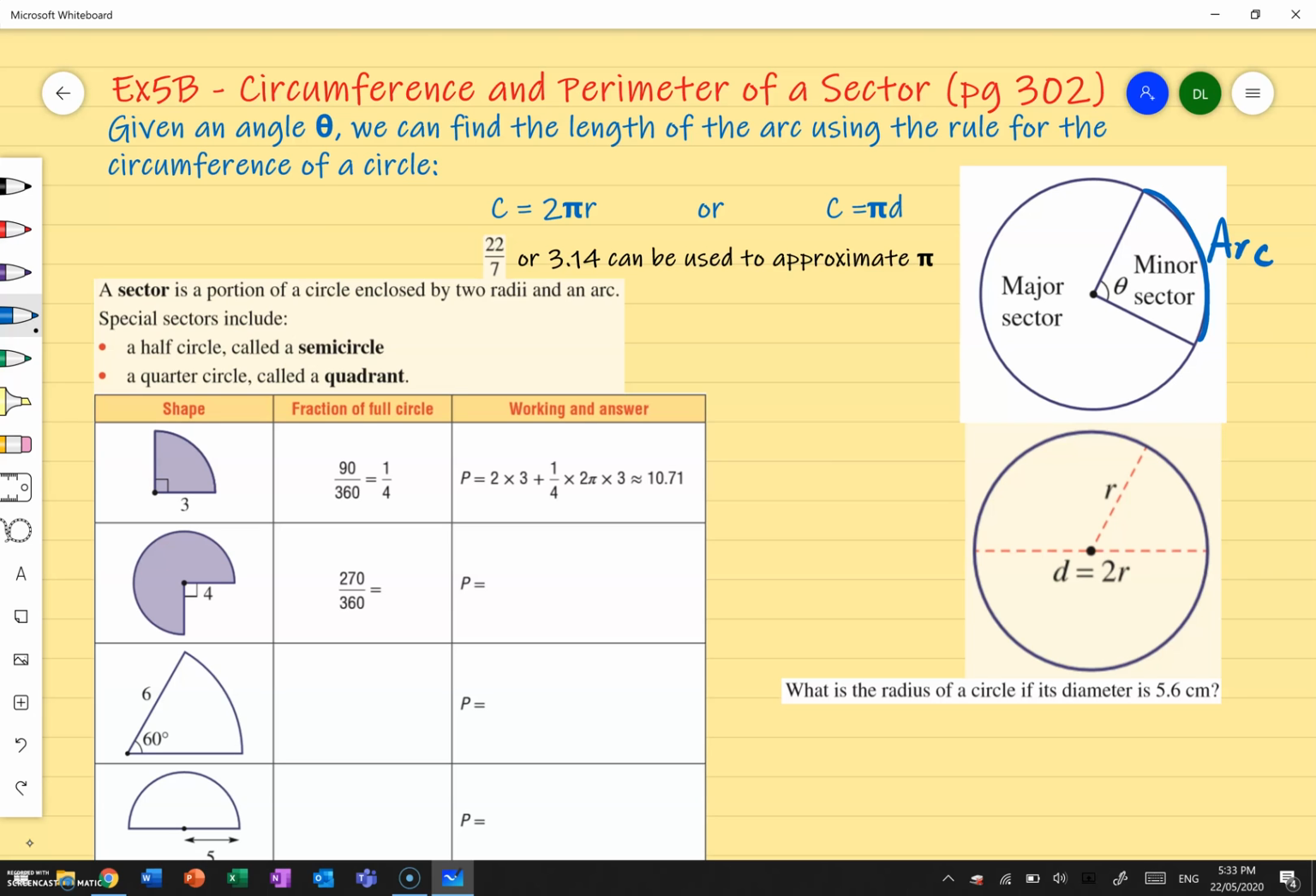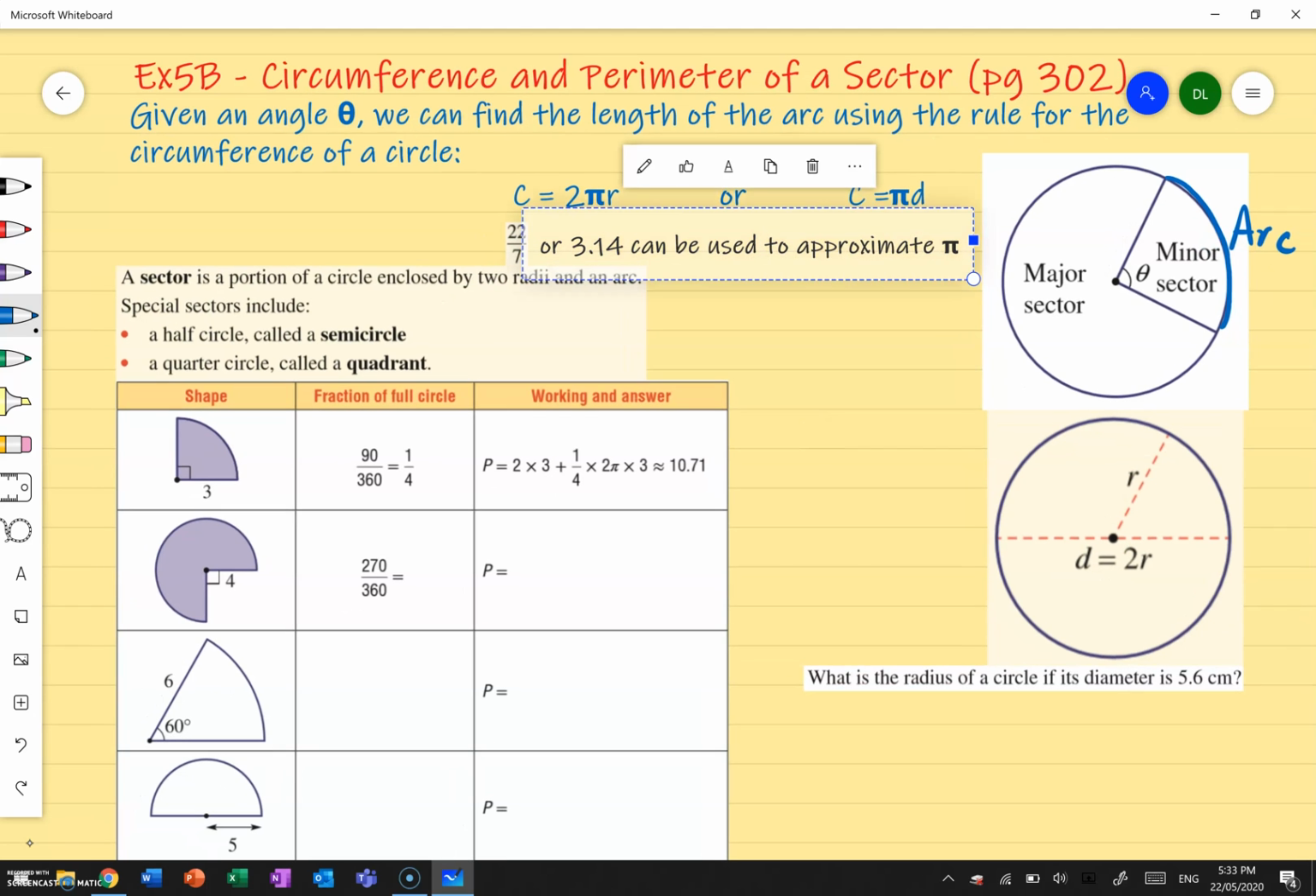Just in case you don't remember, the circumference of a circle is 2 pi r, or if you're using diameter, you can use pi d. I prefer using 2 pi r, it just makes more sense to me, so we'll be using this throughout this lesson. When I say 2 pi r, it means 2 times pi, pi being 22/7 or 3.14, times r. If you wanted to keep it in exact form, then you would just write pi.